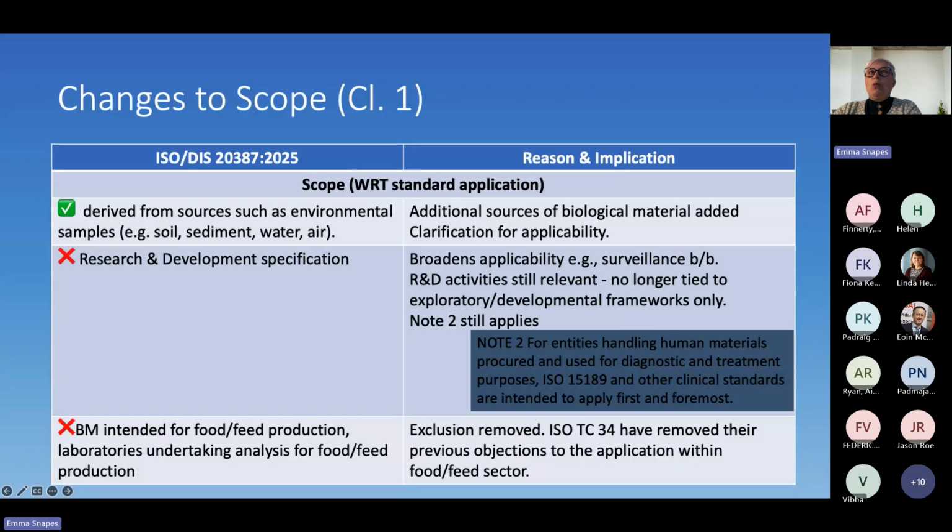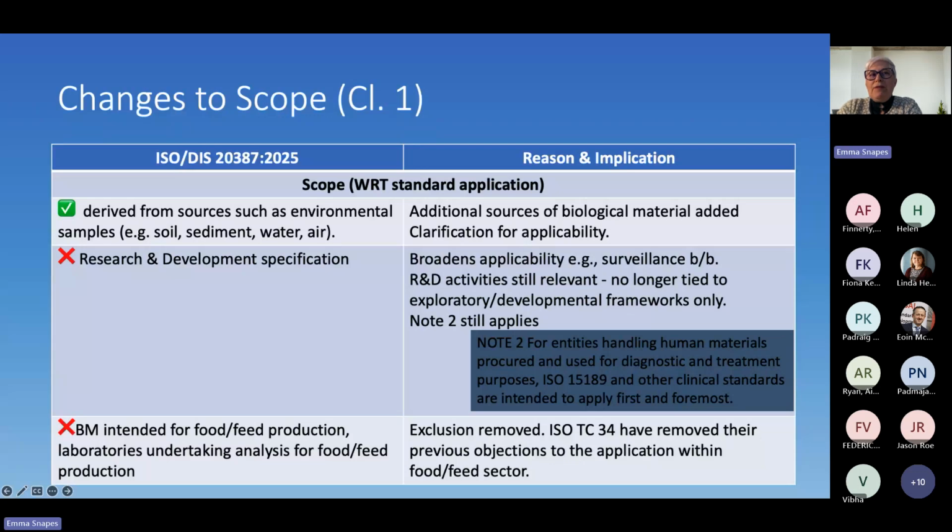Really, it's in the scope where the changes start to get interesting. First of all, you've got a minor inclusion relating to biological material, and that's just to make sure that certain biobanks see themselves for application of the standard. So there's an inclusion of the sentence derived from sources such as environmental samples, with examples such as soil, sediment, water, and air. So again, that's really just a clarification for the applicability of the standard.